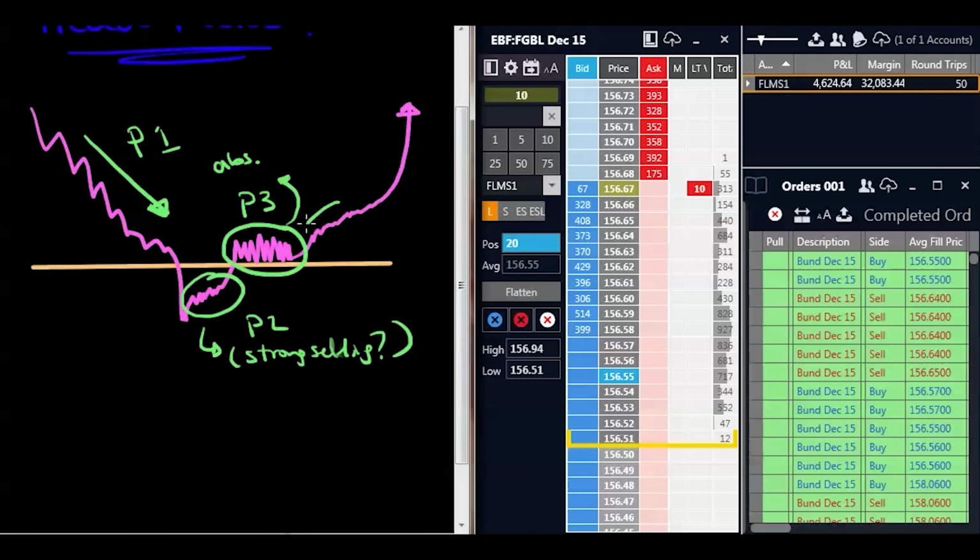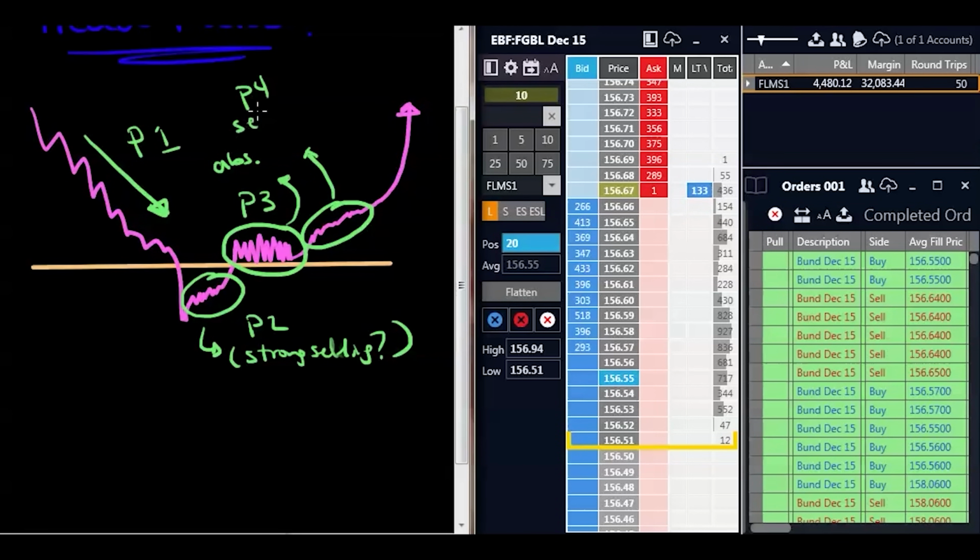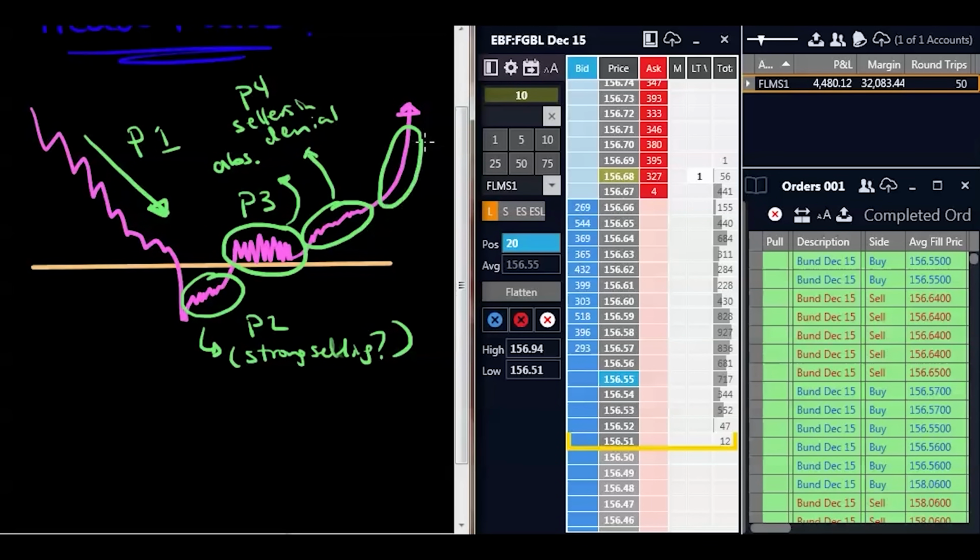Then we have this phase in here, separate phase altogether. This is where it requires a lot of patience. This is your phase 4, sellers in denial. Obviously, if it was the other way around, if we broke to the upside, you'd be buyers in denial. So your sellers are now in denial that their setup is not going to work. And this is where we get the acceleration in price action.